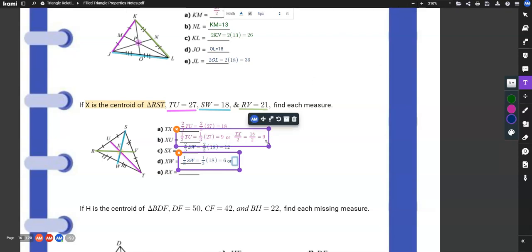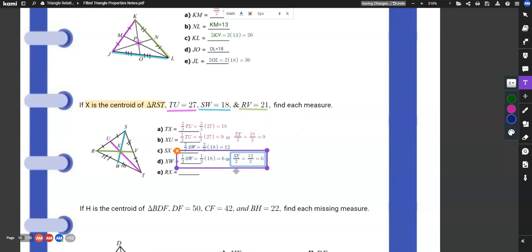Or, again, you can have XW equal to half of SX, so SX divided by 2, and that means we're going to have 12 divided by 2, and again we still get 6. You would only ever have to show me one of these on an assignment, but it's never a bad idea to include both in your notes.